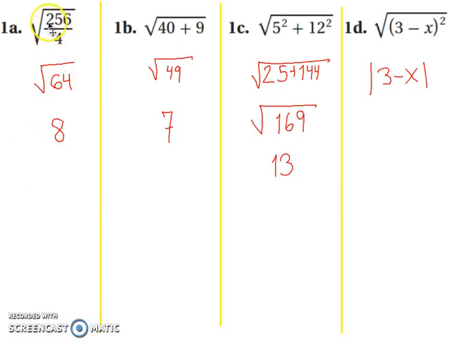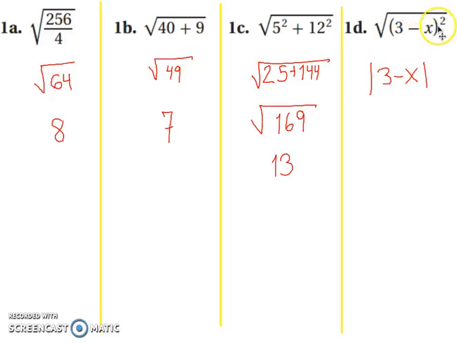So for this one, we did 256 divided by 4 to get our 64, and the square root of 64 is 8. For this one, 40 and 9 make 49, and the square root of 49 is 7. For C, we did 5 squared, which is 25, and 12 squared, which is 144, we added 25 and 144 together to get 169, and the square root of 169 is 13.